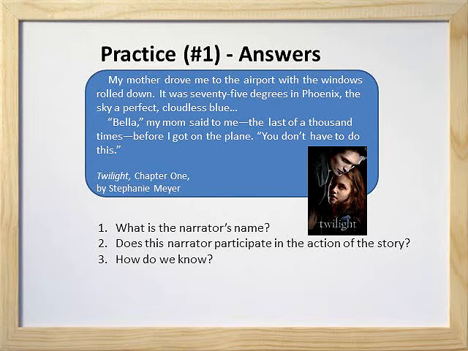Practice number 1 answers. Number 1. What is the narrator's name? Her name is Bella. How do we know this? We know this because as the narrator speaks, she says, "Bella, my mom said to me." The narrator is talking about her mom and herself, so we know her name is Bella.